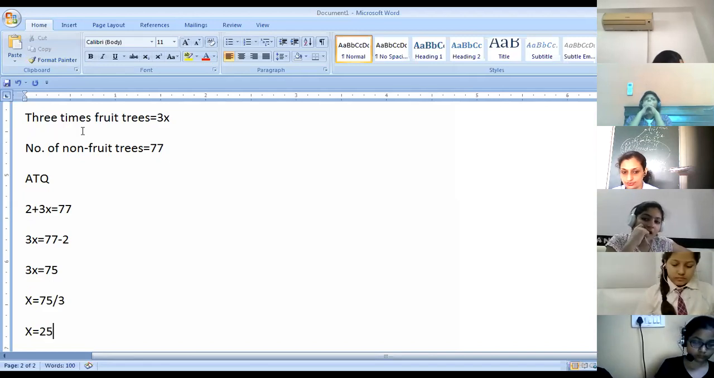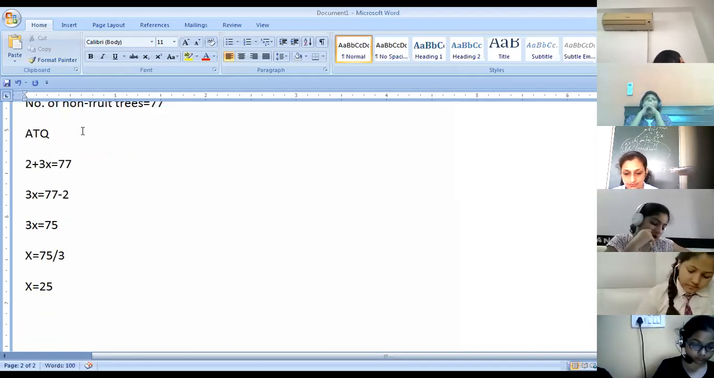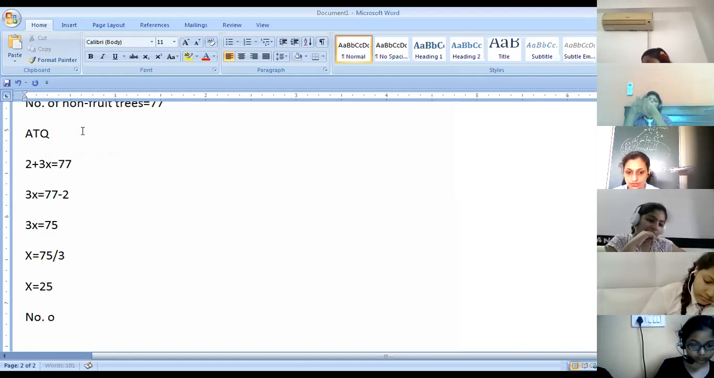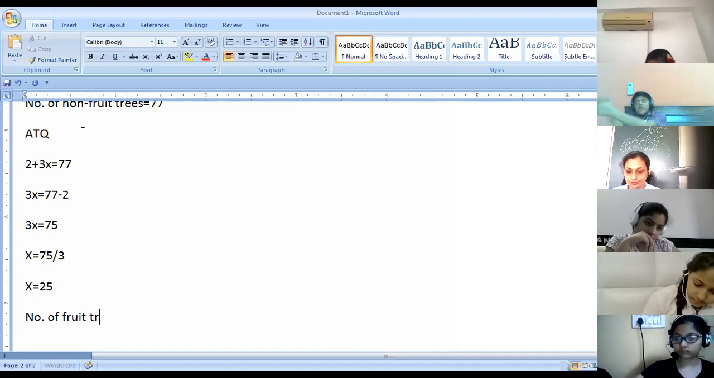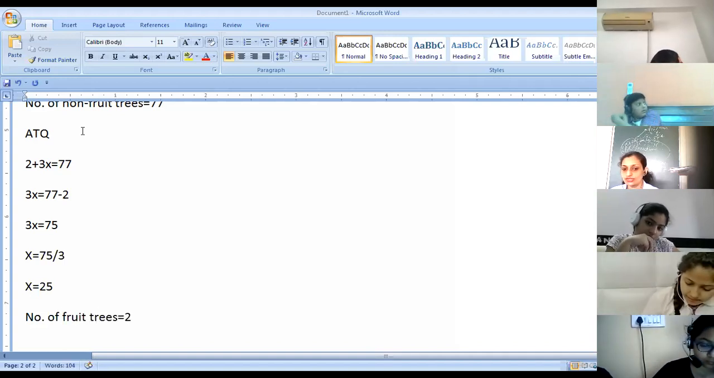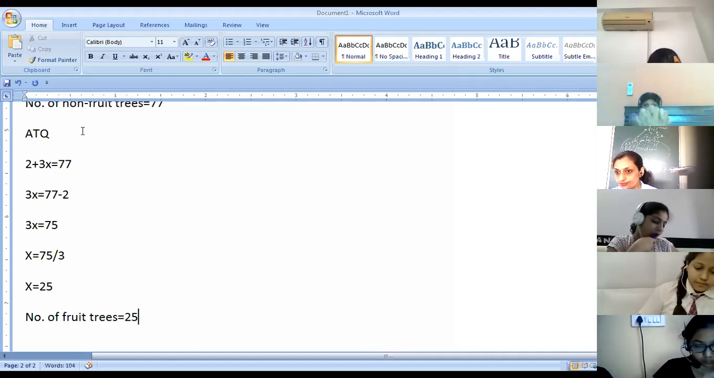x is equal to 25. Right. So we can say that the number of fruit trees, how much? 25. Yes, number of fruit trees are 25 and non-fruit trees are already given in the question.